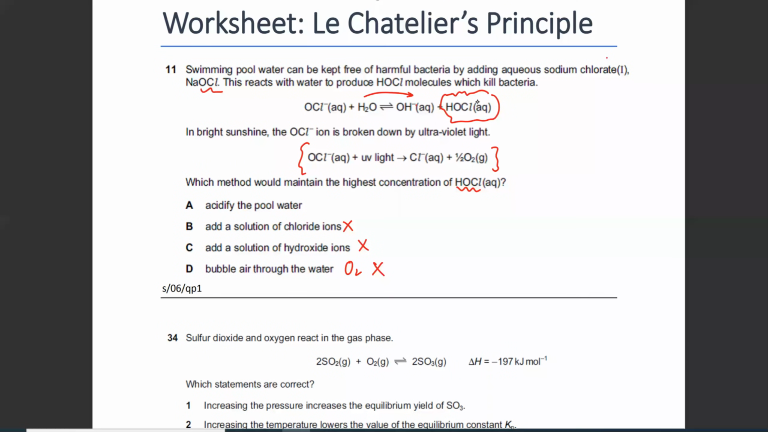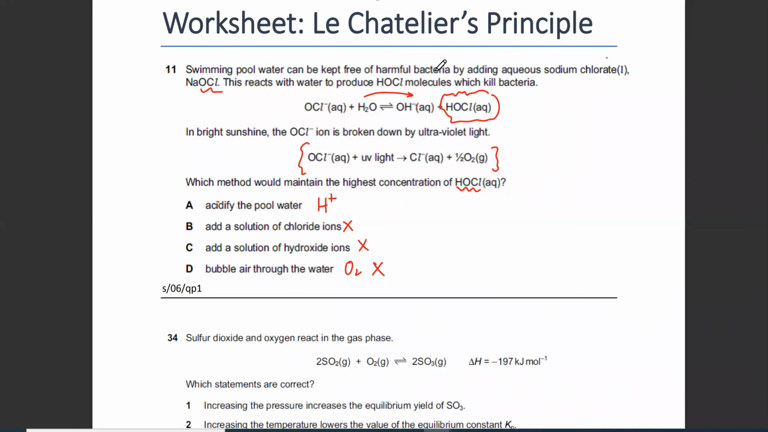Acidify the pool water. That means you're adding acid. Acid contains H plus 1 ions. So you're basically adding H plus 1. Now, can anyone explain why adding H plus 1 ions would shift this equilibrium to the right? This one has no H plus 1 ions. So why would adding an acid to the pool water shift this equilibrium to the right? Anyone, any idea? Just make a random guess.